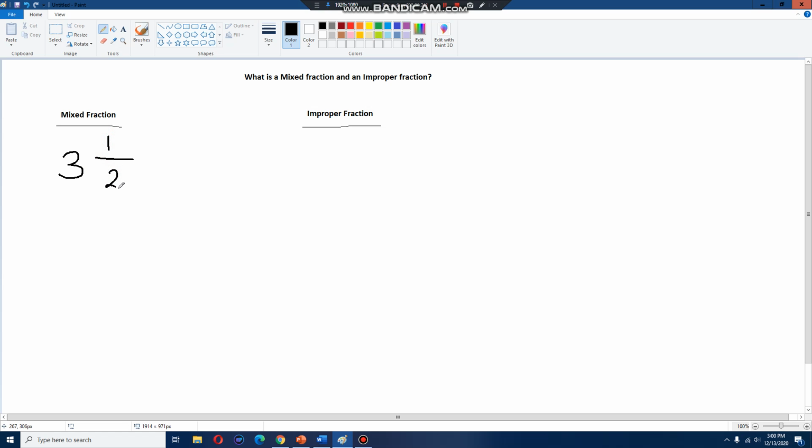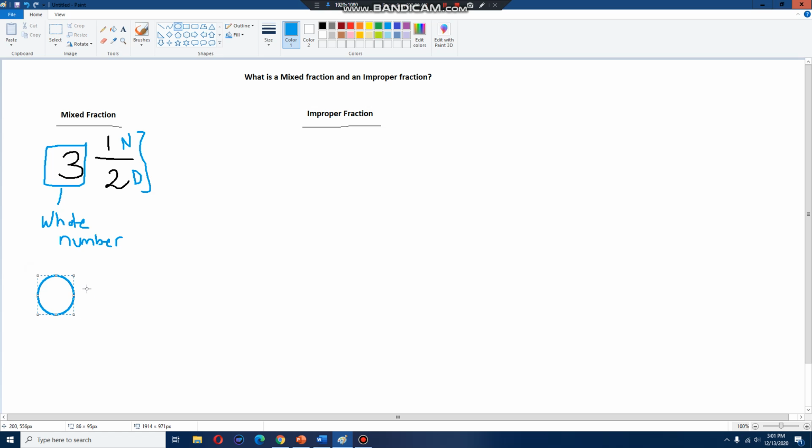3 1/2. Basically what you've got over here is a base number, or whole number, and you have a fraction. Here we go, that's a whole number. And over here, of course, you've got your usual fraction with the numerator on the top and the denominator on the bottom.